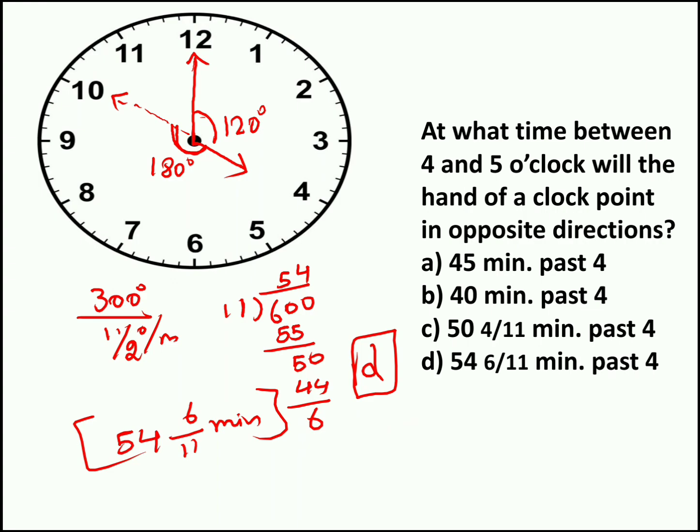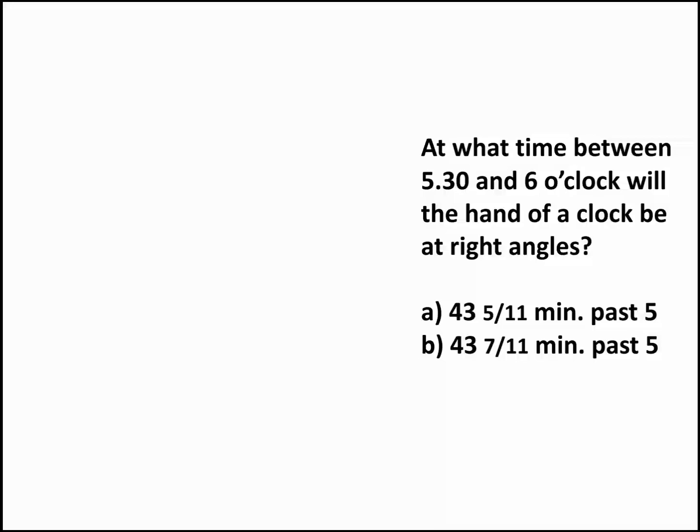Hope you understood the problem. Moving to third question of this session of the same model. At what time between 5:30 and 6 o'clock will the hands of a clock be at right angles?